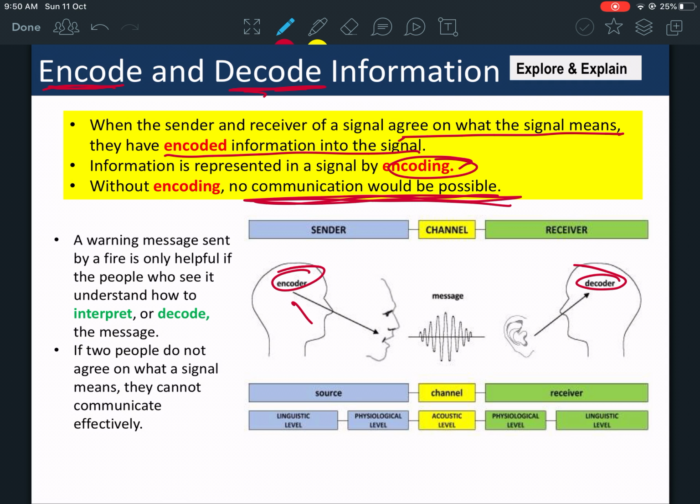The person sending the message is the encoder, and the person receiving the message is the decoder. Encoding and decoding is important for communication. Otherwise, there won't be any communication if you cannot understand what the person in front of you is saying, or you cannot understand the message.